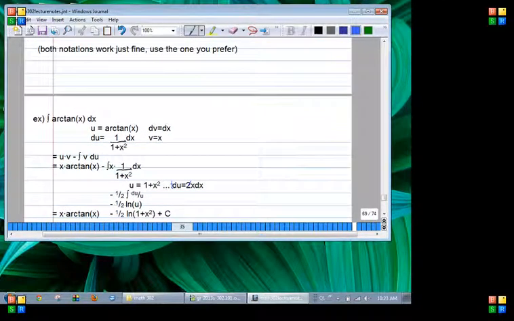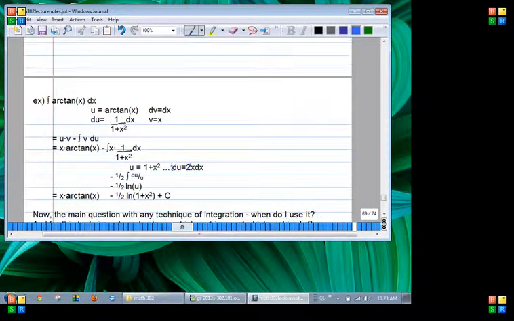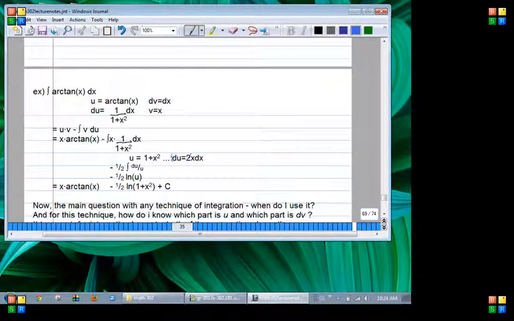Okay. So any other questions? Well, there should be one question that's absolutely burning in your mind, which is the very first line of the solution. u dv, it's magic. Okay. So two questions. First of all, the main question with any technique of integration is when do you use it? Right? Because we're now starting to learn more than one technique. So we now know our basic techniques, like just basic antiderivative, plus we now know substitution, plus we now know integration by parts. We're going to learn some other techniques as well. So when do you use this particular technique? And then secondly, for this technique, how do I know which part is u and which part is dv?